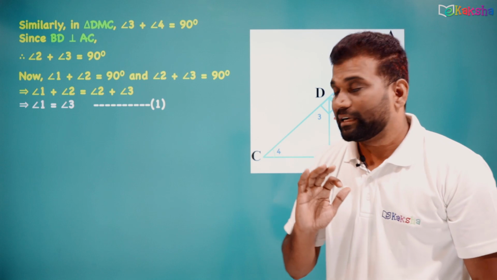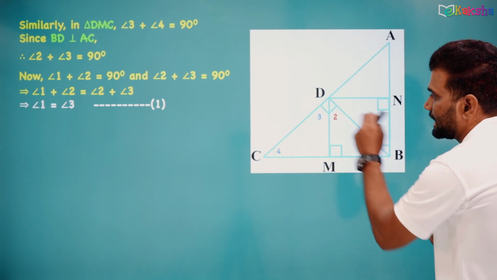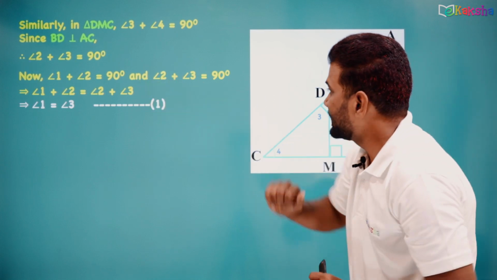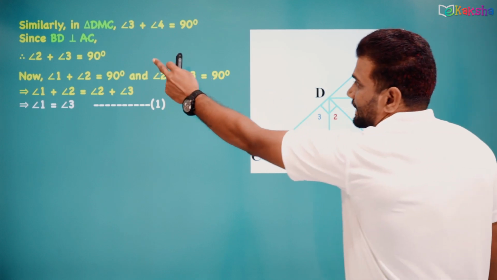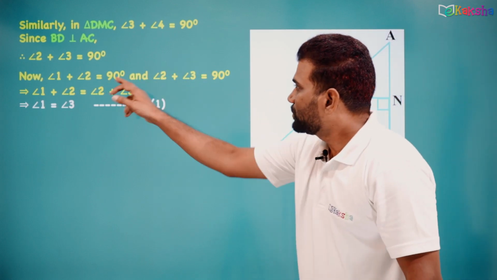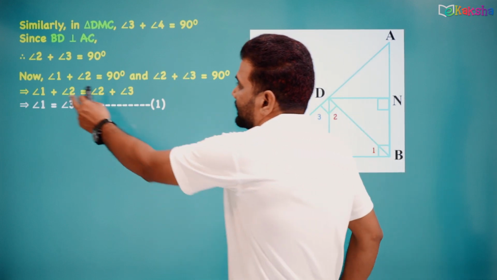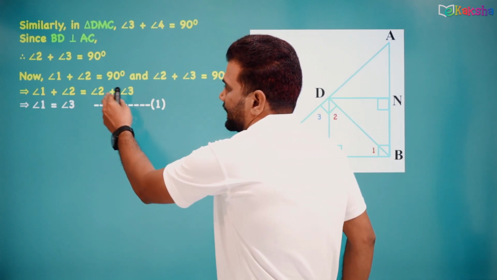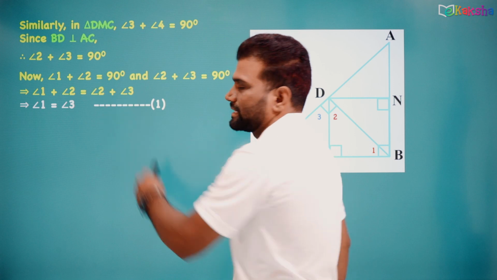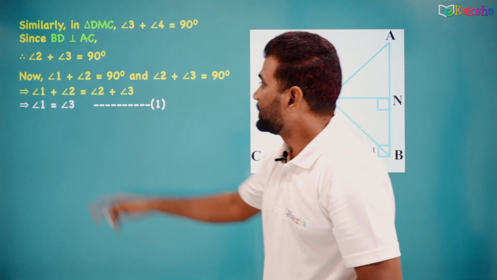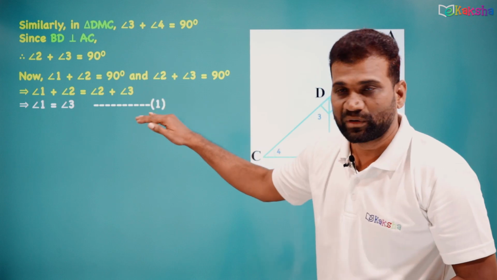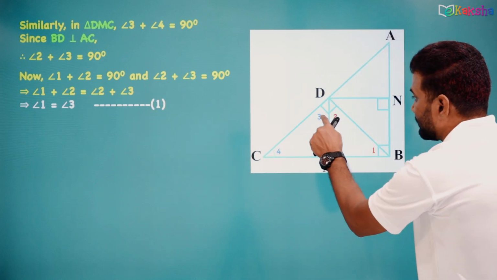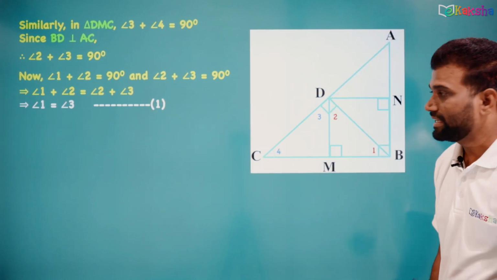Now what have we got? Angle 1 plus angle 2 equals 90 degrees, and angle 2 plus angle 3 equals 90 degrees. So from these two relations we can say angle 1 plus angle 2 equals angle 2 plus angle 3. On both sides, if you cancel angle 2, then angle 1 equals angle 3. We have got equation 1. So this angle equals this angle, right?